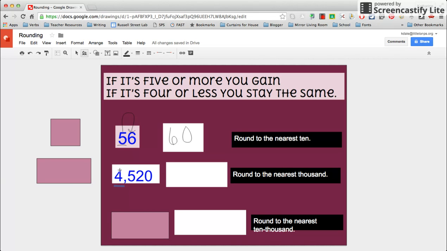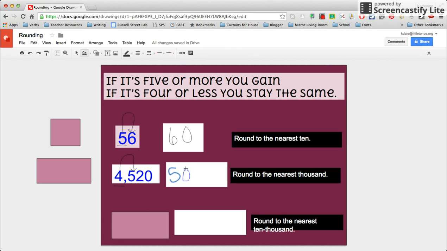So I'm underlining the thousands place because that's where it wants me to round to. And then I'm going to look to that digit to the right, which is going to be the 5, and that 5 is in the hundreds place. I'm going to go up, and I can say it in my head, but I'm going to read it out loud so I know you're with me. If it's 5 or more, you gain. If it's 4 or less, you stay the same. So that 5 is 5 or more, which means that 4 now, I know, is going to gain 1. And 4 plus 1 is 5, so it's going to be a 5. And then everything to the right turns to a 0.